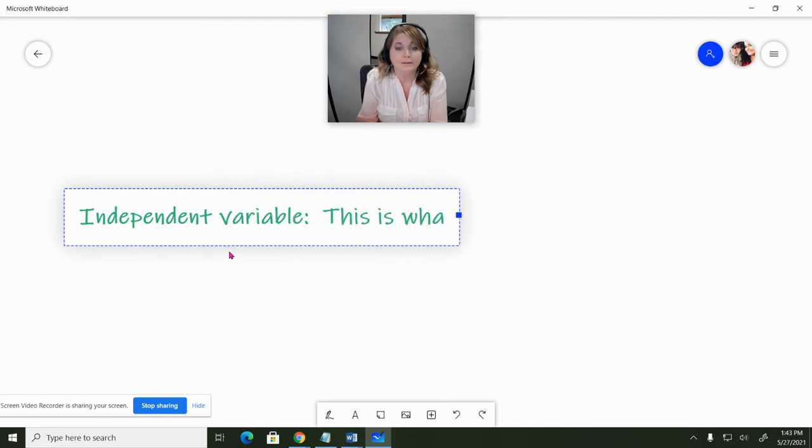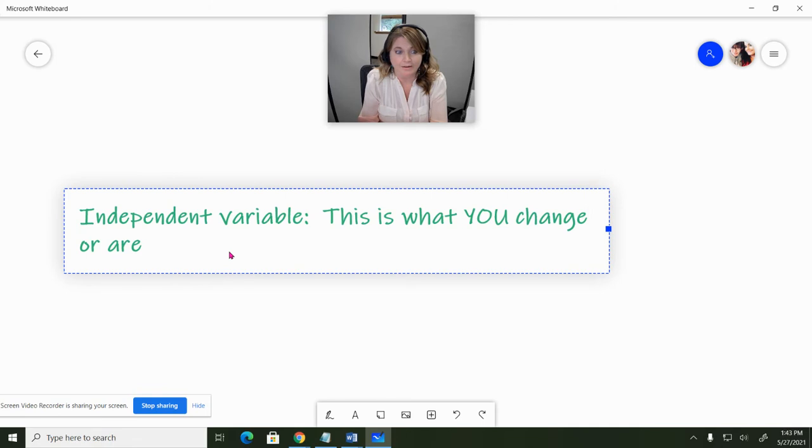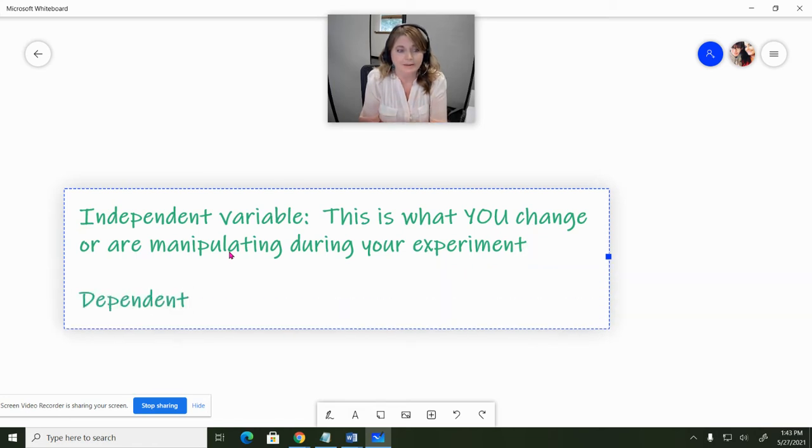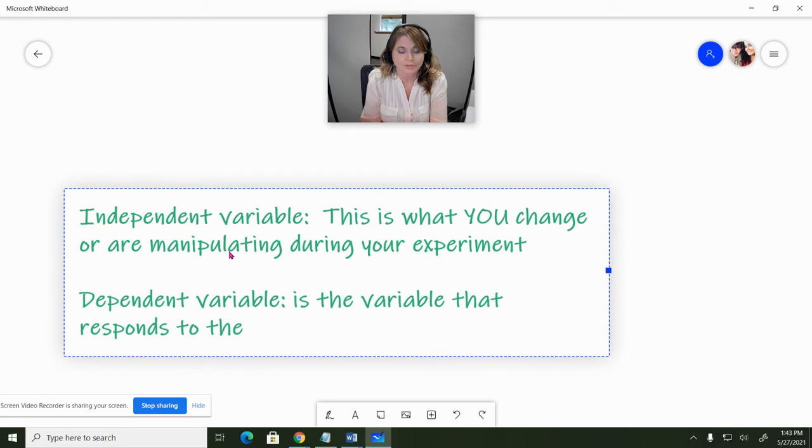This is what you, the experimenter, change or are manipulating during your experiment. This is what you're trying to see if there's any effect from this, okay? The dependent variable is the thing that responds to the independent variable.